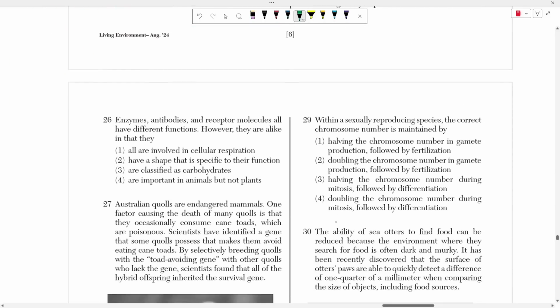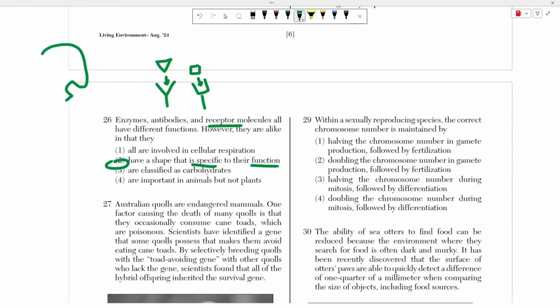Number 26 says that enzymes, antibodies, and receptor molecules all have different functions. However, they are alike in that they do what? Well, all of them have a shape that is specific to their functions. Receptor molecules have a specific shape so that the molecule that they receive, either this triangle or this square, fits into them and carries a specific signal. Enzymes have a specific shape so that the substrates, or the things that bond to them or that they bond to alter, can fit there, right? Enzymes are highly specific. That specificity is carried by their shape. Receptors are highly specific. That specificity is carried by their shape.